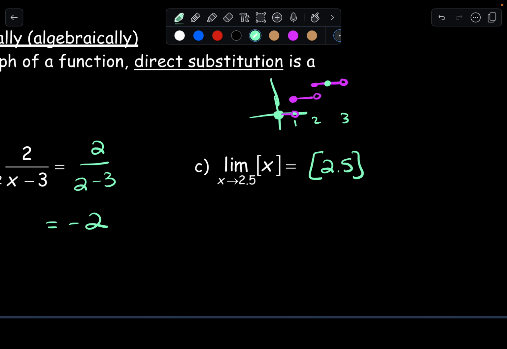Not third bar, that's horizontally. So this is 1, this is 2. Because I have to remember, limits go to y values, not x values. Well, they approach an x value, but they should be evaluated using the y values. So that means this will be equal to 2.